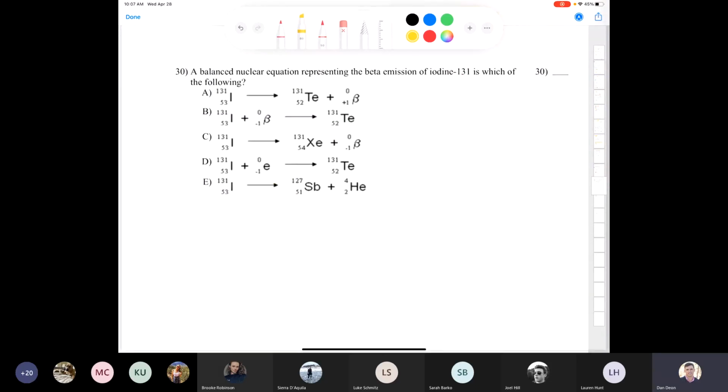Question number 30. A balanced nuclear equation representing the beta emission of iodine 131 is which of the following? So we have beta emission of iodine 131. What is that going to look like? We're going to start out with our iodine 131. I go over to the periodic table, I look at group 7A, the halogens. Iodine is element number 53. It's going to lose a beta particle, which we can represent like this. Of course, you can also represent it like that. Either way is fine. What is the other product that we're going to have?